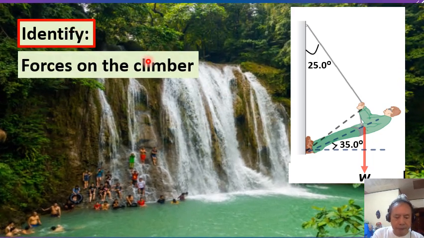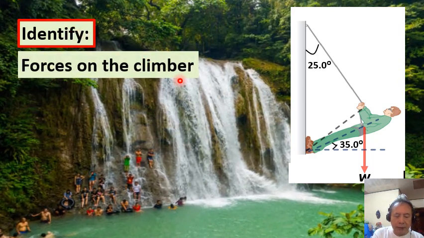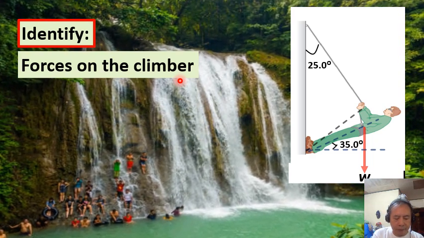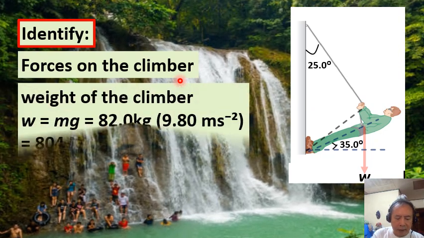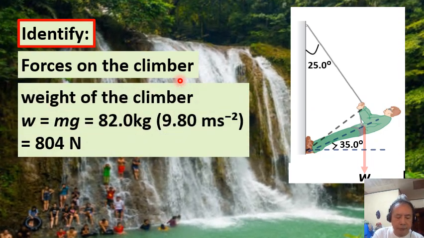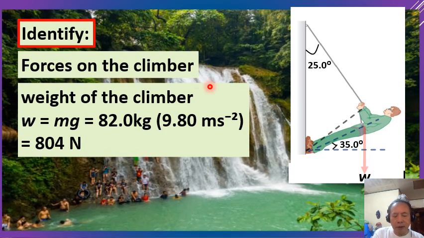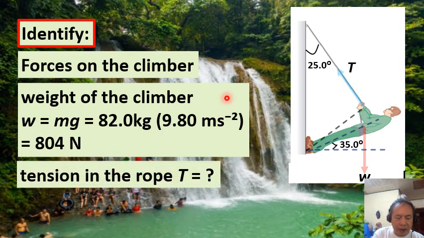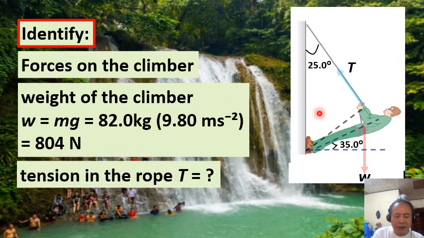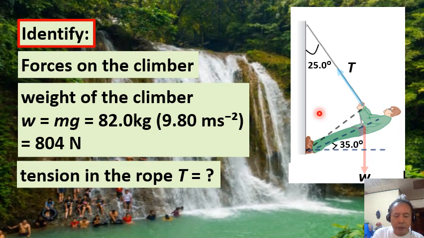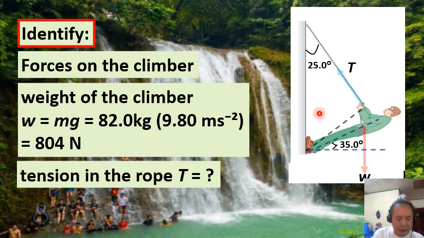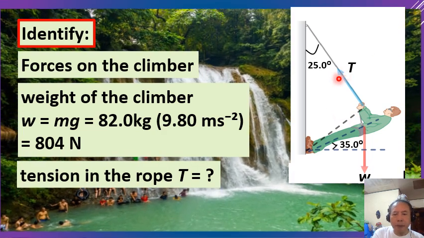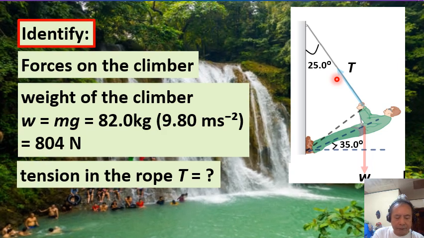Shown in the diagram, we identify three major coplanar but non-parallel forces acting on the climber. We have the climber's weight W or mg equal to 804 newtons. As the climber holds the rope attached to the cliff face, an unknown tension force capital T in the rope also acts on him, directed at an angle 25.0 degrees with the vertical cliff face.